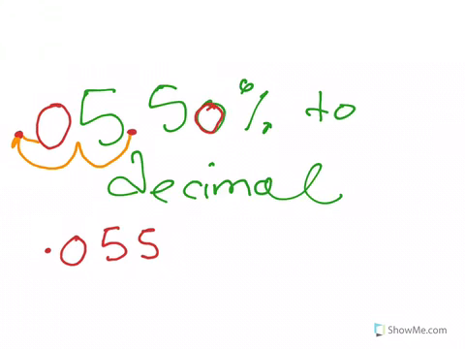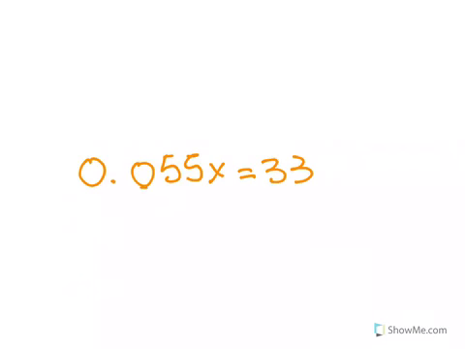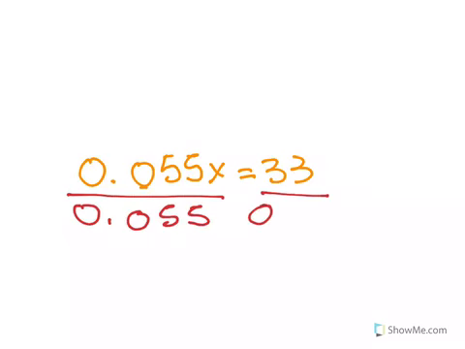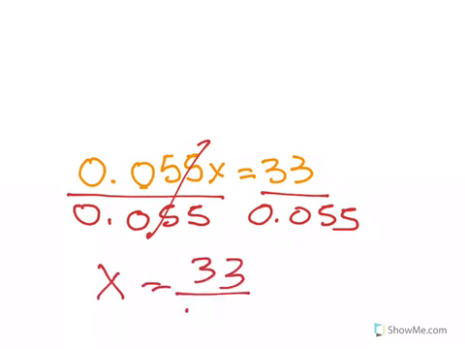So if we go back in here, this is what we have to change. So our percent equation is going to be 0.055x equals 33. Okay, now in order to solve it, you are going to divide by this to both sides. This cancels, leaving x equals 33 over 0.055. Okay, sorry, my 5 looks a little off.